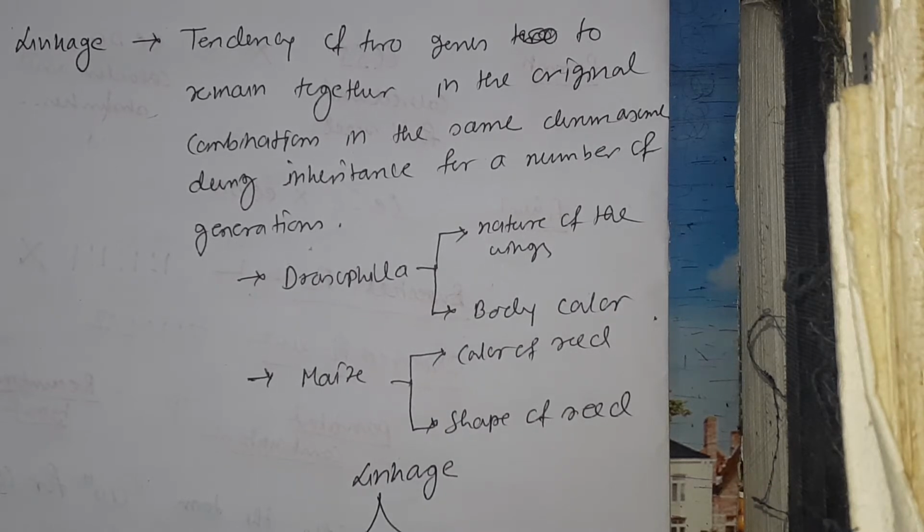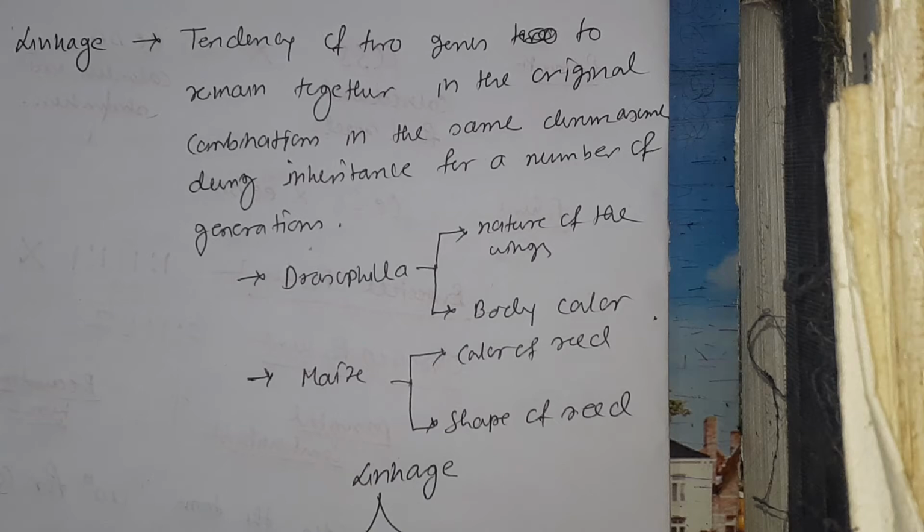First of all, before going to the topic, we need to talk about what linkage is and why it is necessary. So let's talk about what linkage is. Linkage is a tendency of two genes to remain together in the same combination in the same chromosome during inheritance for a number of generations.